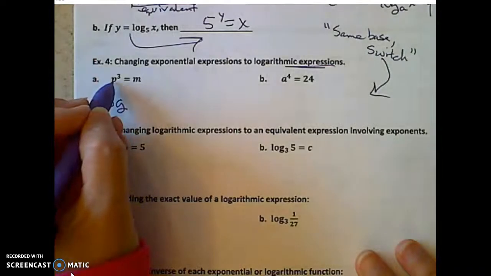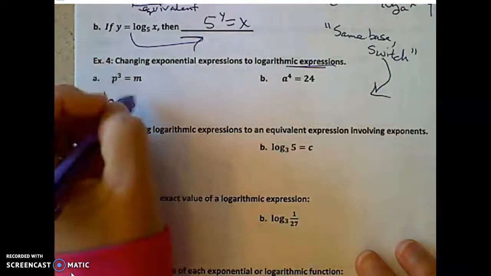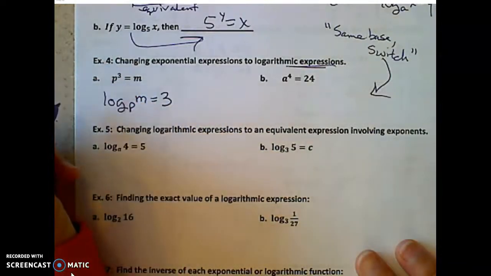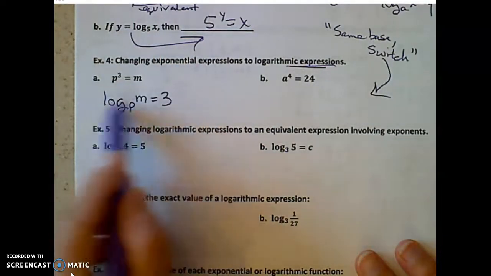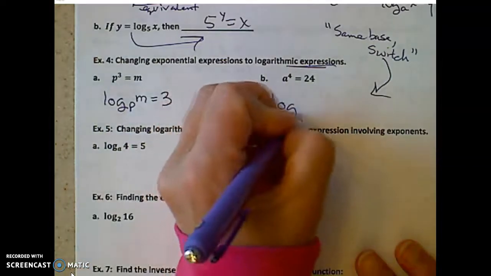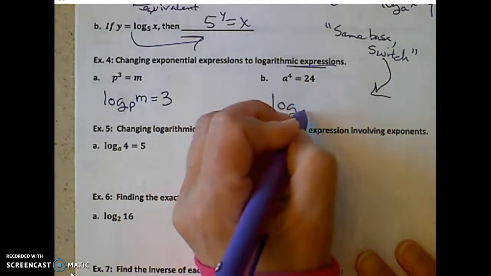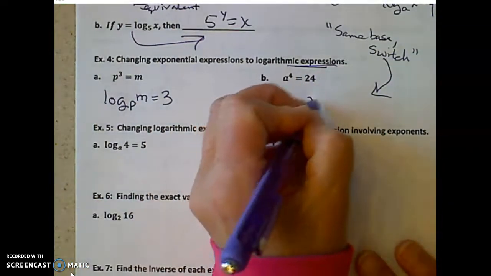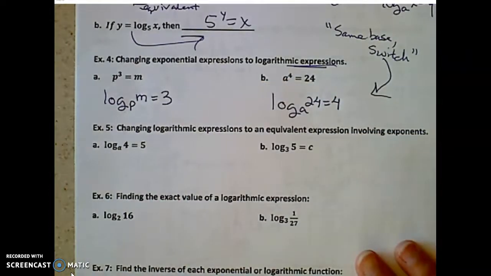Alright, just getting comfortable. The base of the exponential is p, so that becomes the base of the logarithm. I'm going to switch. P was with the 3, now it's going to be with the m, and those two things are equivalent. That's a subscript. It's written a little bit lower. Everything else is nice and even. Rewrite this one. That's log base, same base, so the base is going to be a, switch. The a was with the 4, now it's going to be with the 24, and those things are equivalent.